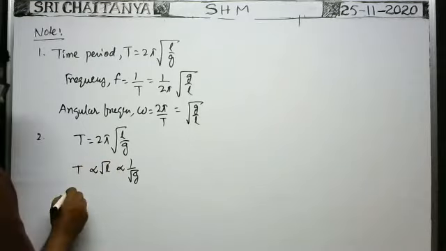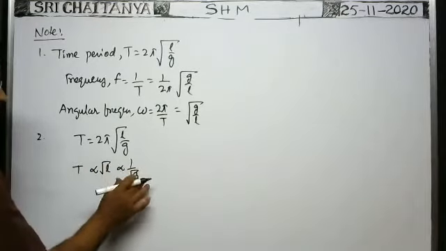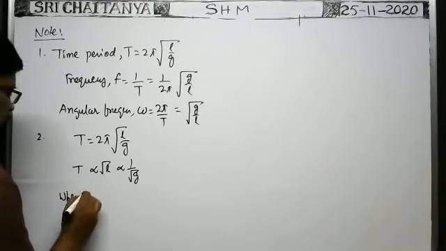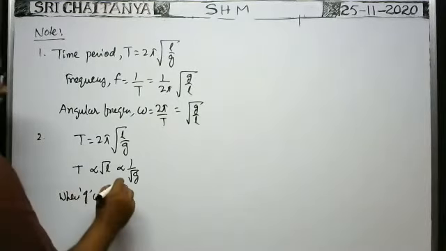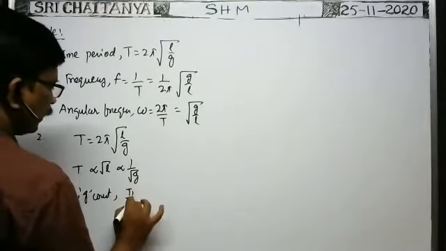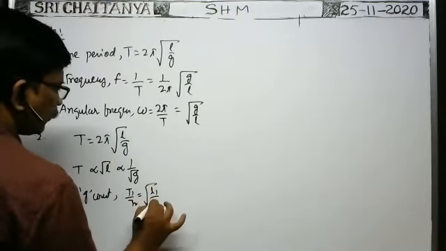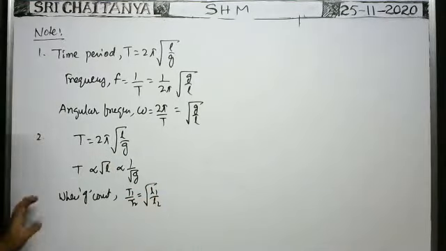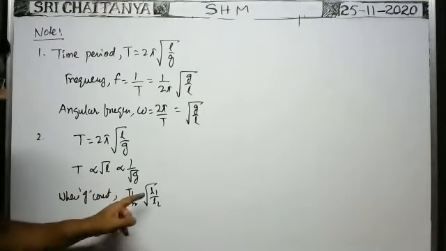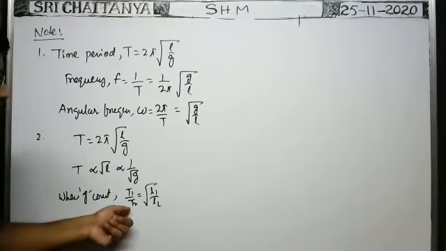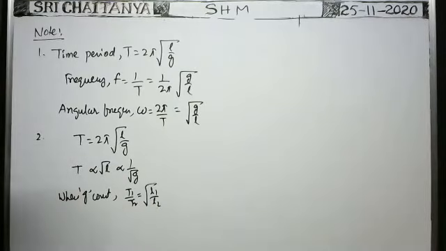At the given place, g is constant. When g is constant, then time period is directly proportional to root L. That means T1 by T2 is equal to root of L1 by L2. So at a given place, when the length of the pendulum is L1, its time period is T1. When length of the pendulum is L2, what is the time period? We write the relation like this.